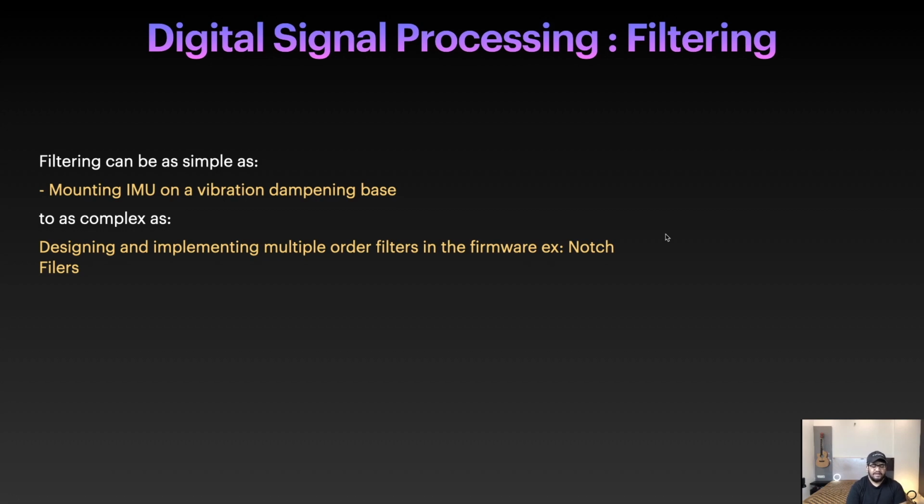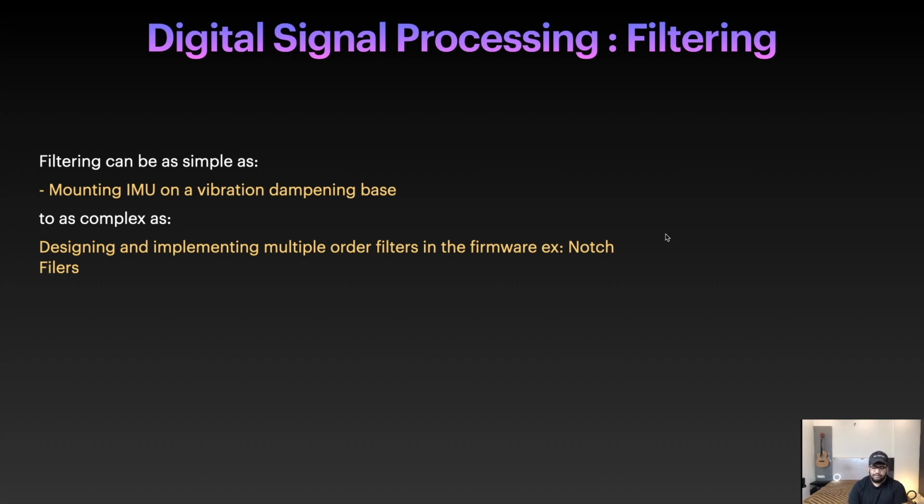So what you can do is mount your IMU, or in this case the flight controller, because the IMU is on your flight controller. You can mount your flight controller on a vibration dampening system, so it isn't affected if there are vibrations coming into the system.